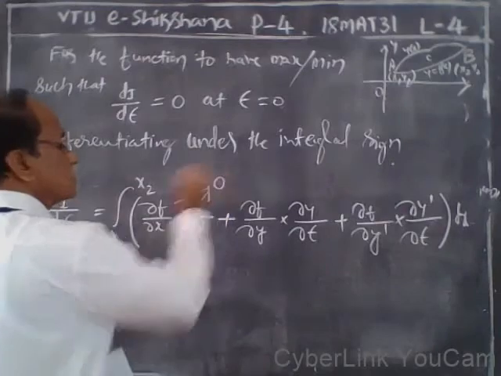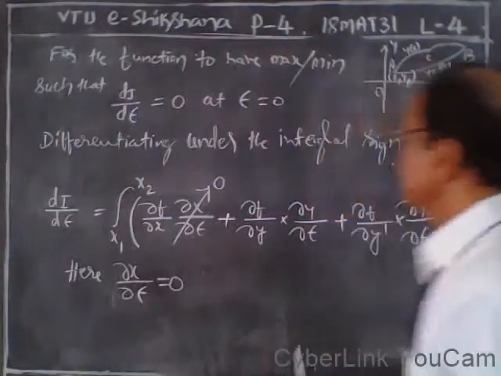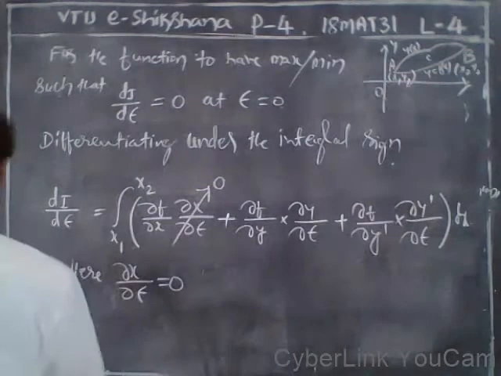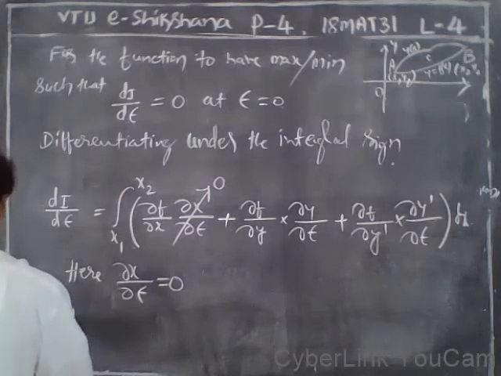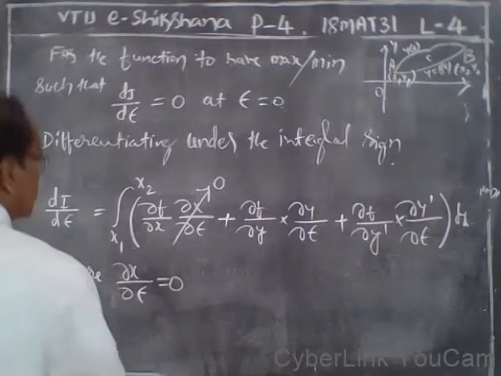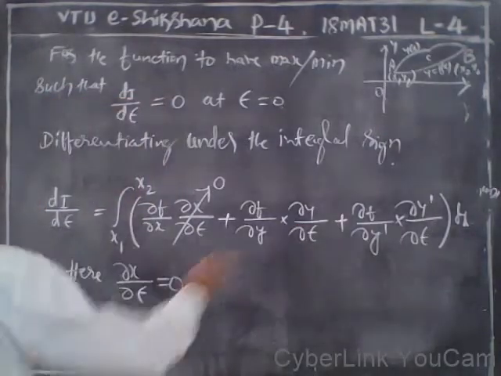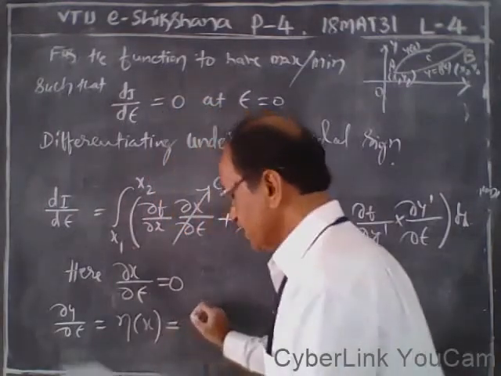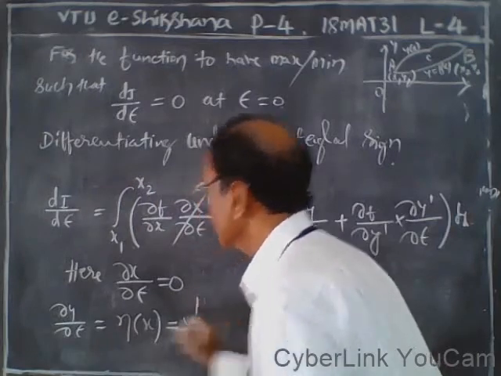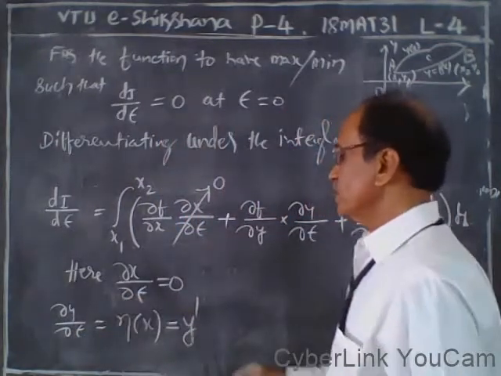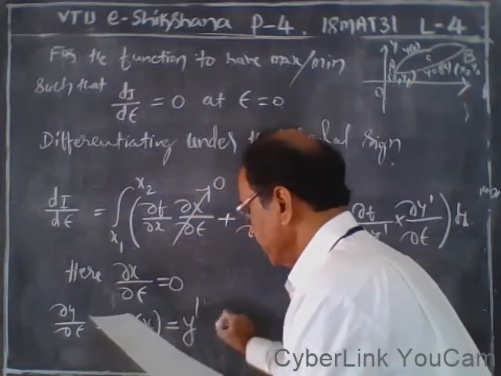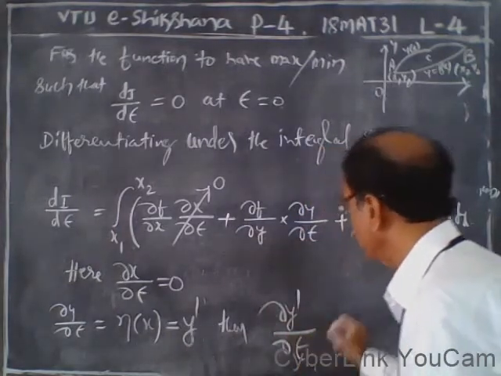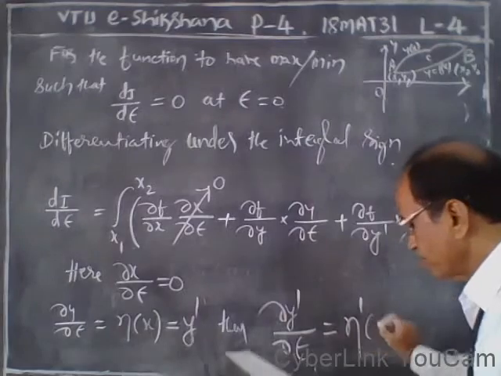Then this term, differentiation of x with respect to a constant, is equal to 0, such that del y divided by del epsilon, the next term, is equal to eta of x. Then this can be taken as y dash, because it's a derivative; there is a change in y dash with respect to epsilon, that is del y dash divided by del epsilon, which can be taken as eta dash of x.